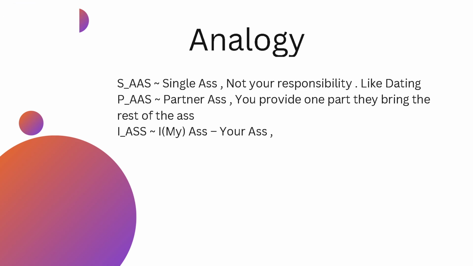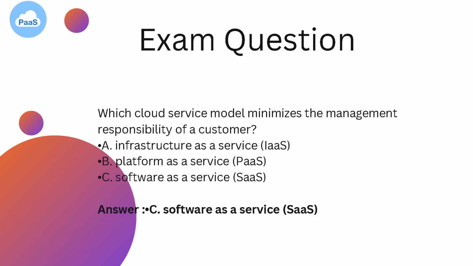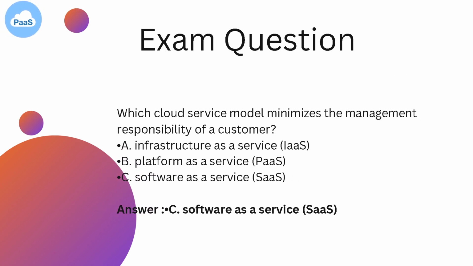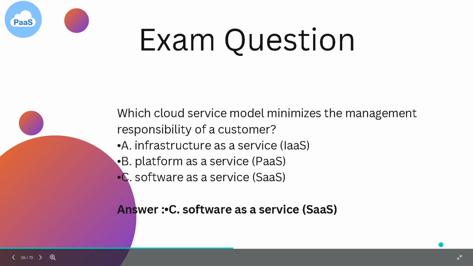Now, you might have thought this is a very interesting lesson. This won't be in the exam, but here is a typical exam question which they will ask you about these services. Which cloud service model minimizes the management responsibility of a customer? And just like that, my tongue got twisted. A. Infrastructure as a service. B. Platform as a service. Or C. Software as a service. And the correct answer is software as a service, as we explained before.